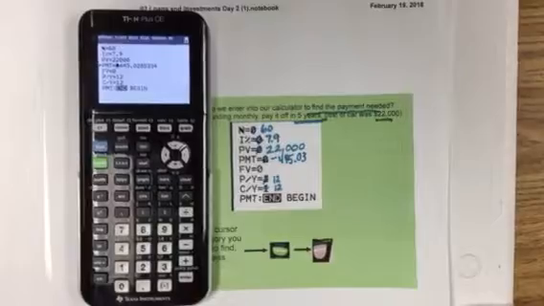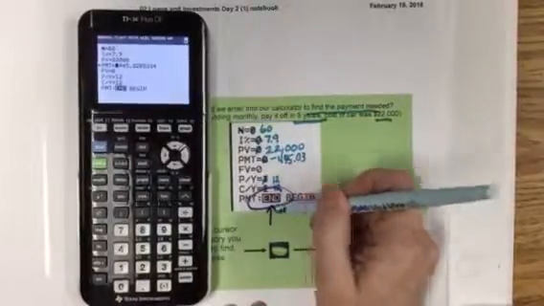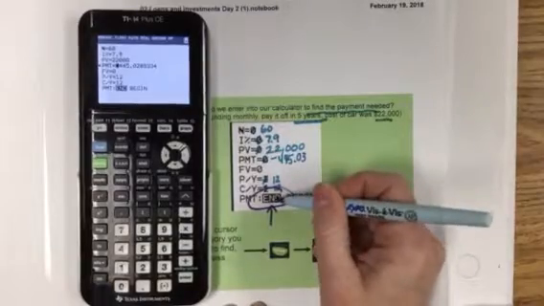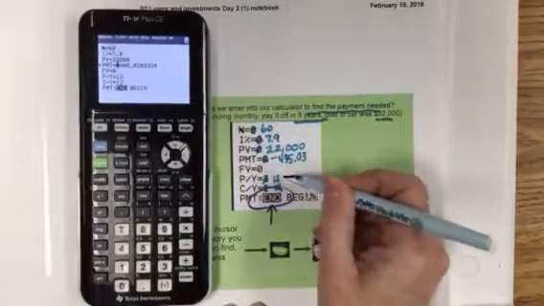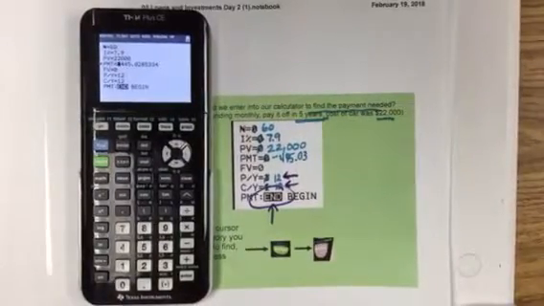Now, what's this little END at the bottom? That tells us that they will calculate the interest at the end of the month, at the end of the compounded segment there. So that's how you do the first problem.